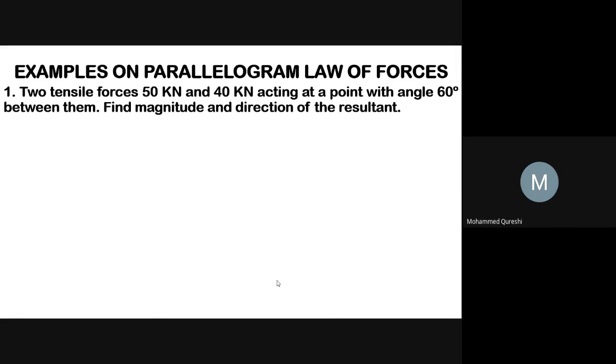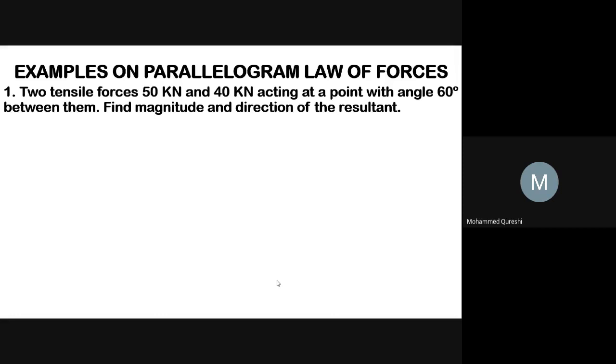Both forces are acting at a point with an angle of 60 degree between them. What is 60 degree? The angle between 50 kilonewton and 40 kilonewton. So we can say that this angle is nothing but theta. So theta will be 60 degree. And lastly, they have asked us to find the magnitude and direction of the resultant. We have to find the magnitude of the resultant as well as the direction, meaning alpha of the resultant.